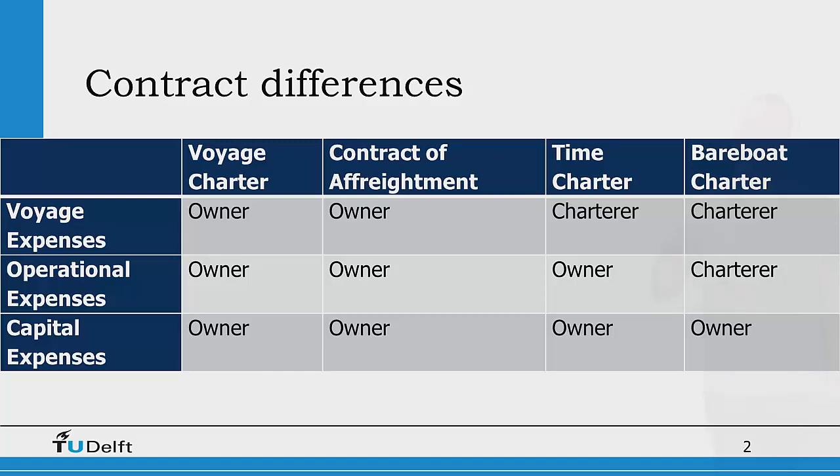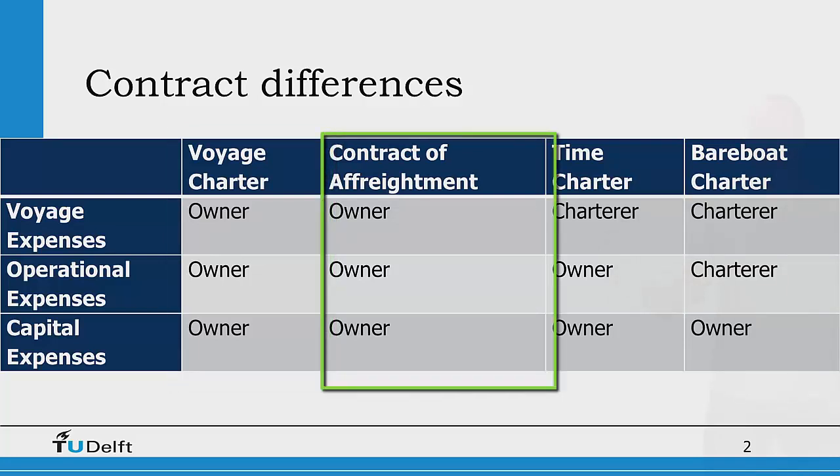Each contract is slightly different, and is best explained by showing you the differences based on the voyage expenses, the operational expenses, and the capital expenses. The voyage charter is the most simple contract. It is a contract for one trip for the vessel from port A to B for a certain size of cargo. This means that the owner of the vessel for this contract will pay the voyage expenses, the operational expenses, as well as the capital expenses.